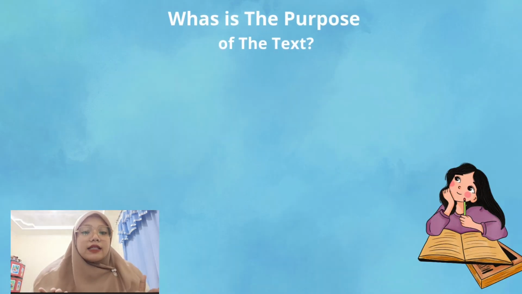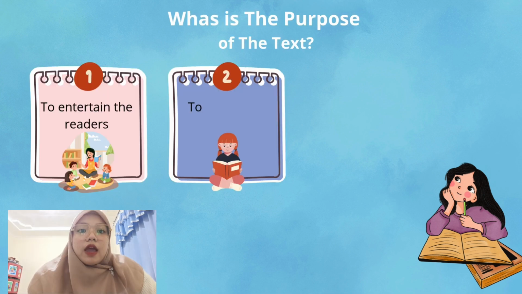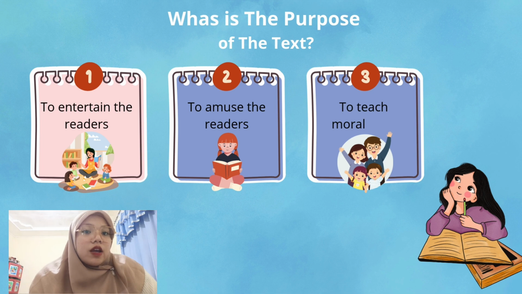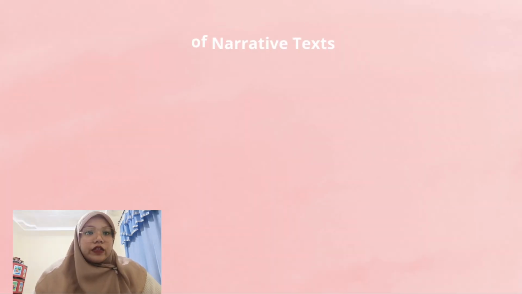So, what is the purpose of the narrative text? For the first, to entertain the readers, the second, to amuse the readers, and the last, to teach moral value. Now, we're going to the structure of narrative text.